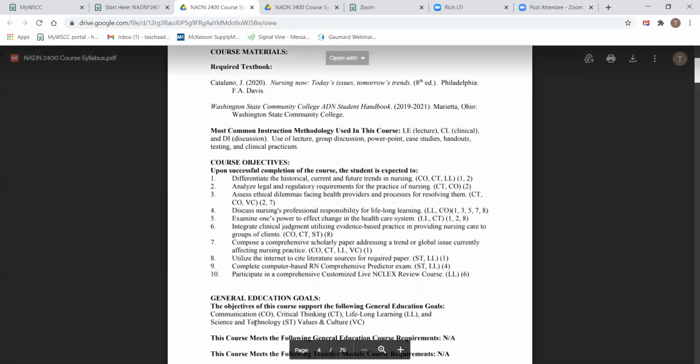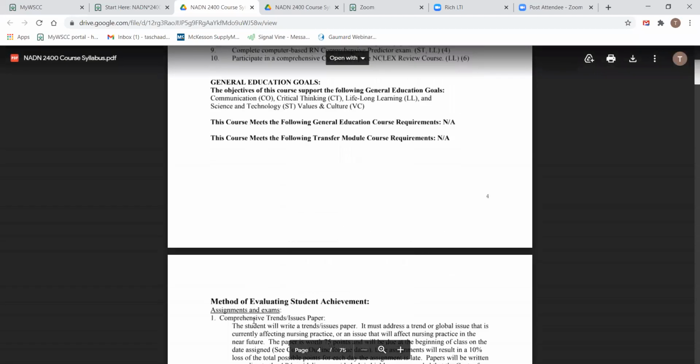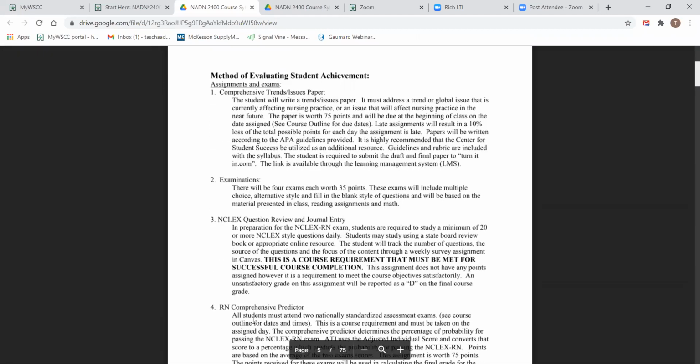Assignments, you can look at those goals here. The assignments: comprehensive trends and issues paper. I have some details that I'll share with you as we go through the syllabus, but for now, the student will write a trends and issues paper. It must address a trend or a global issue that is currently affecting nursing practice or an issue that will affect nursing practice in the near future.